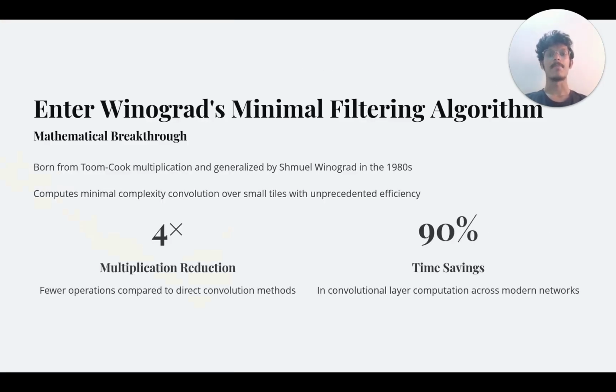So this is where Winograd's minimal filtering algorithm comes in, and let's dive into the what of the algorithm. It was born from Toom-Cook multiplication, generalized by Shmuel Winograd in the 80s. What it basically does is, instead of trying to compute every multiplication directly, performing convolution basically, we try to reduce the number of multiplications so as to improve computational efficiency. As we can see, it has a 4x multiplication reduction and 90% time savings.